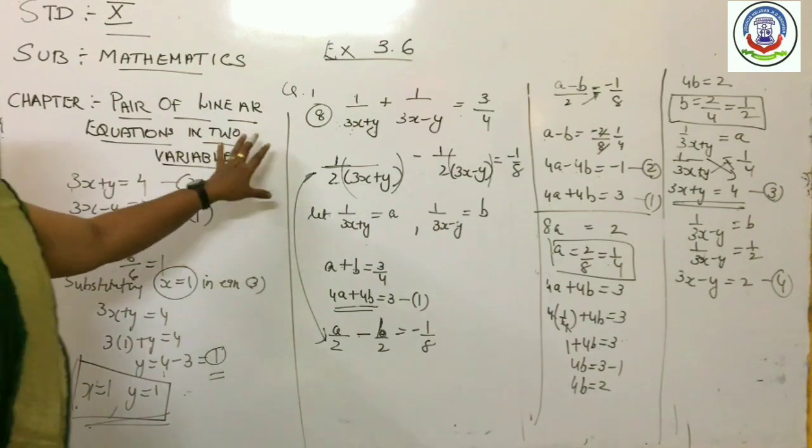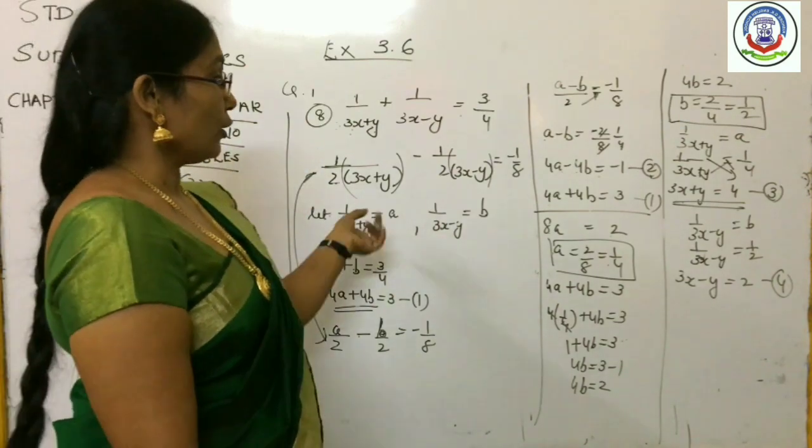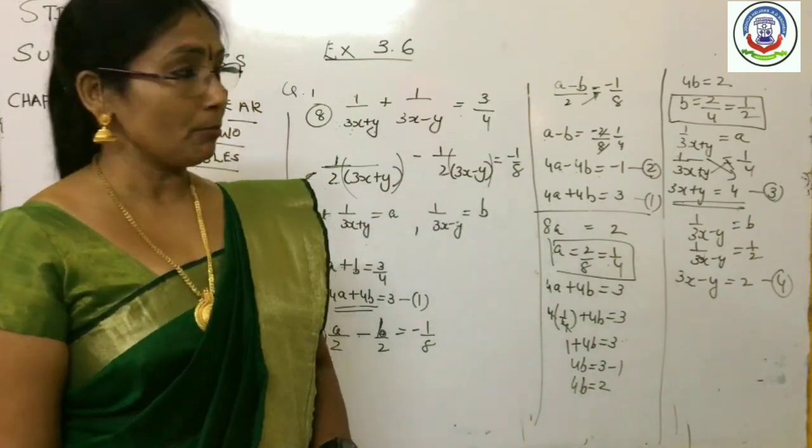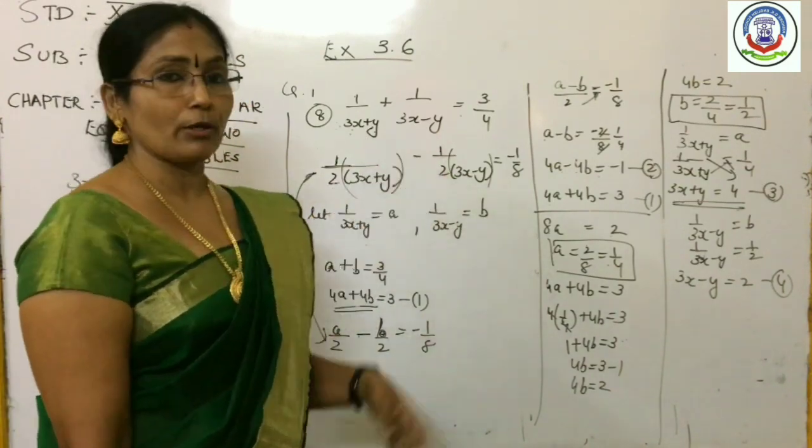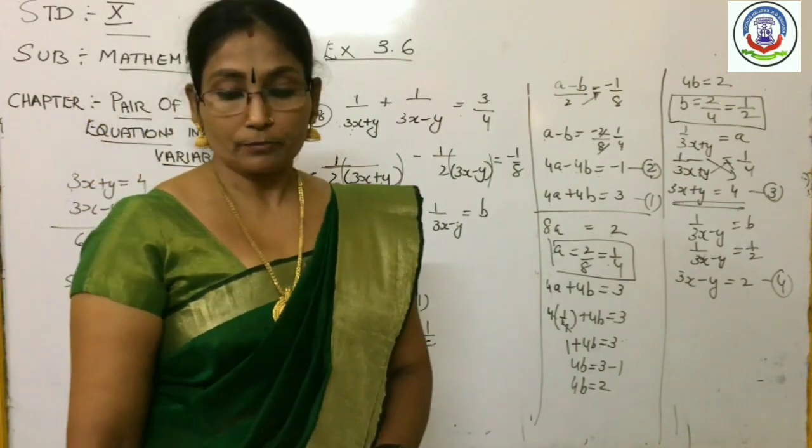So this equation is so important, because here 2 times you have to do the elimination method for finding out the values of x and y. That's why I told you that it is so important for you to complete.